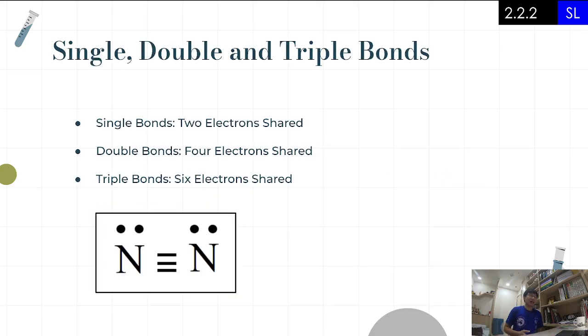Now, single, double, and triple bonds. So in many scenarios, there's going to be single bonds. So that's 2 electrons shared. But when there's 4 electrons shared, it's going to be a double bond. And when there's 6 shared, it's going to be a triple bond. So this is a scenario where there's a triple bond between nitrogen. So the nitrogen as a gas, it can remain stable using triple bonds. And it still adheres to the octet rule. You can see, 6 electrons shared plus a lone pair. A lone pair is 2 electrons. So 8 electrons around nitrogen.